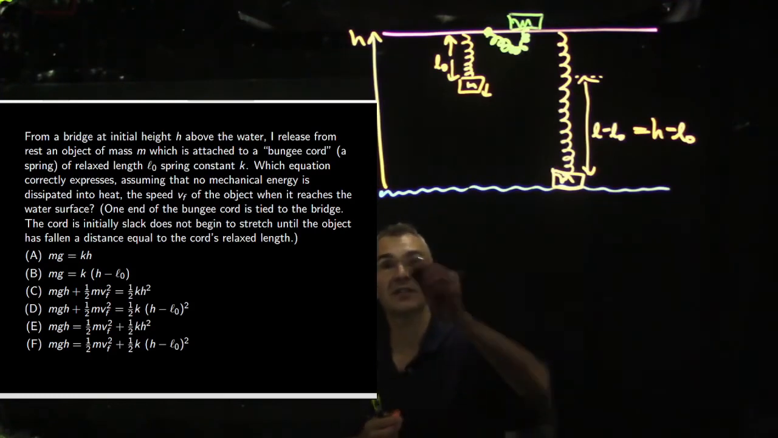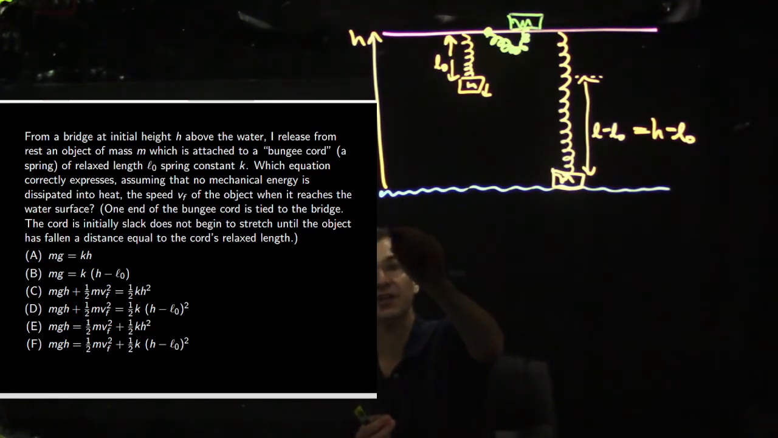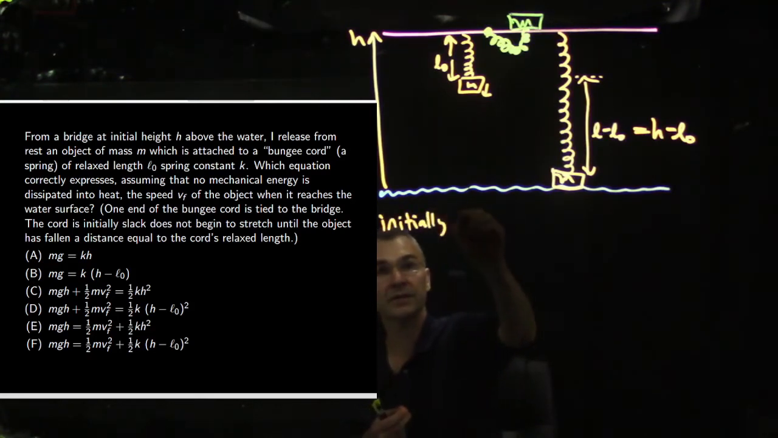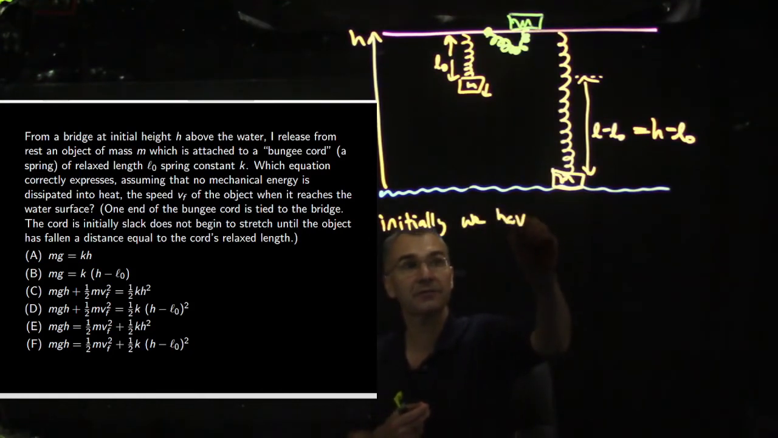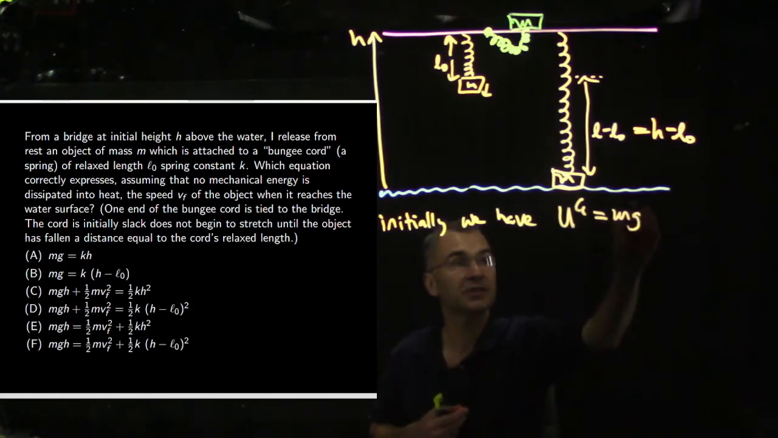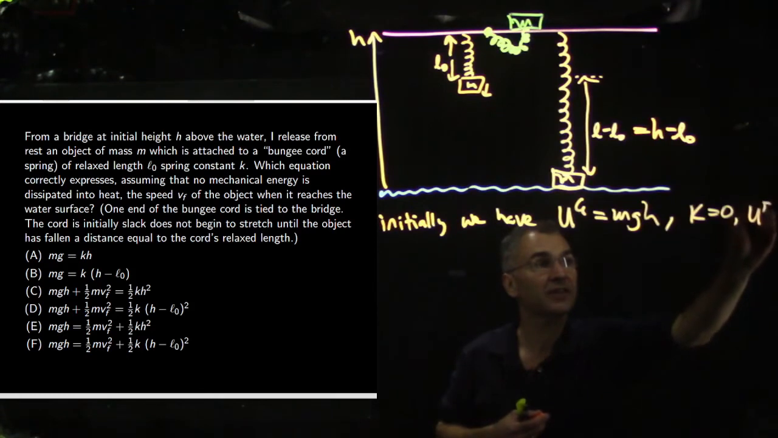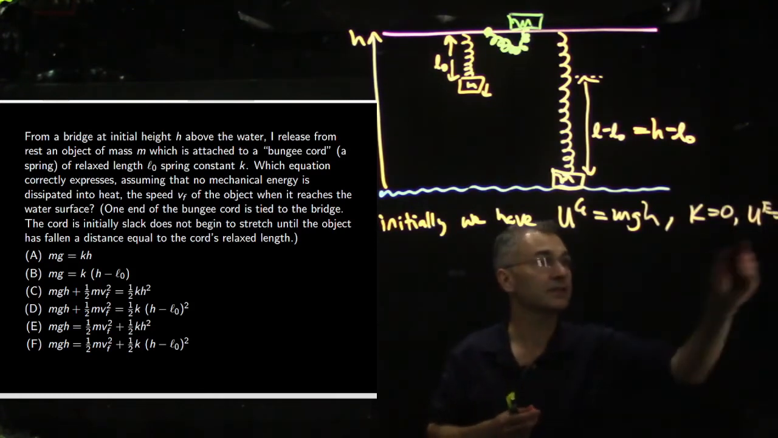Okay, so we're going to say E initial equals E final. In the initial state, we have gravitational potential energy mgh, kinetic energy 0, and elastic energy 0.